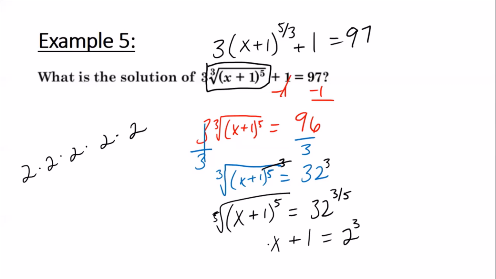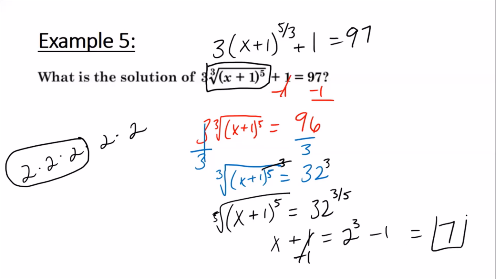All right, what's left to get x by itself? Subtract 1. So what does x equal? What's 2 to the third minus 1? What's 2 to the third? 2 to the third means 2 times 2 times 2. What is that? 8. What's 8 minus 1? 7. So my answer is 7.